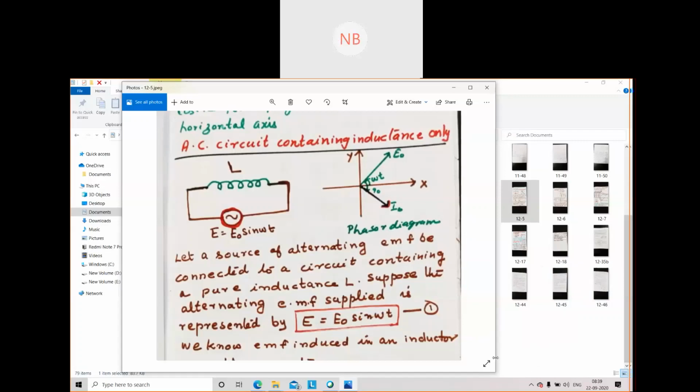Yes, teacher. What is inductive reactance? The opposition offered to current by the coil. Which current? AC or DC? AC. Will the inductor offer any resistance to DC?